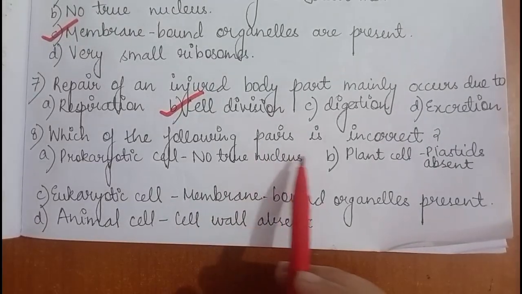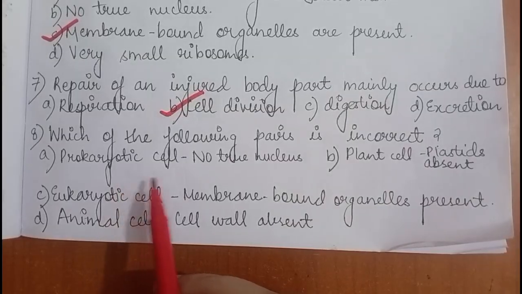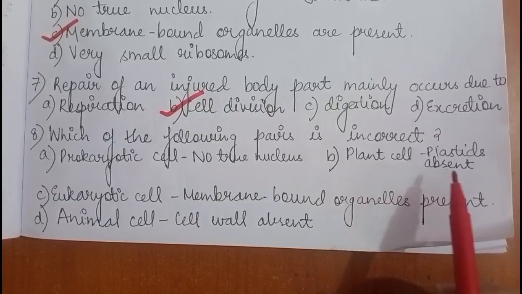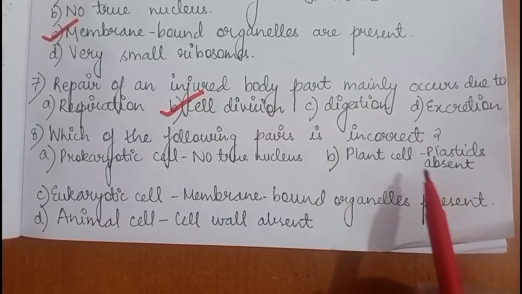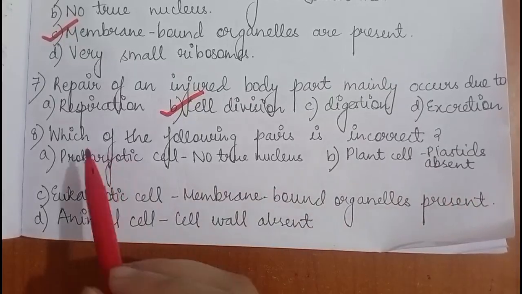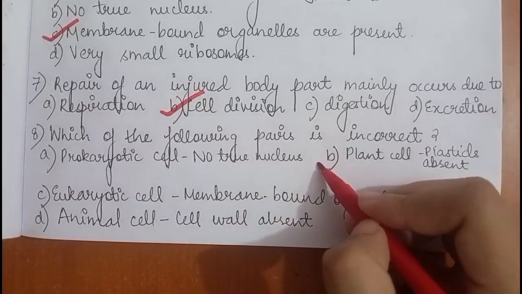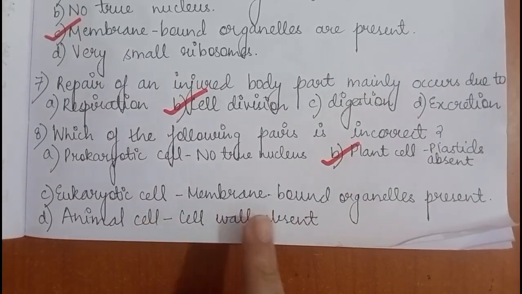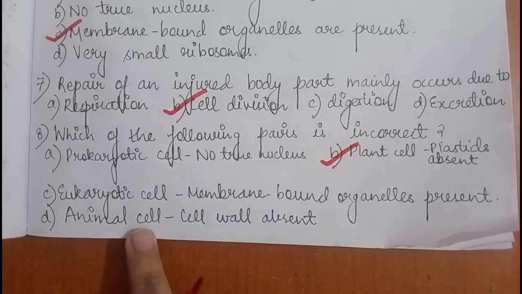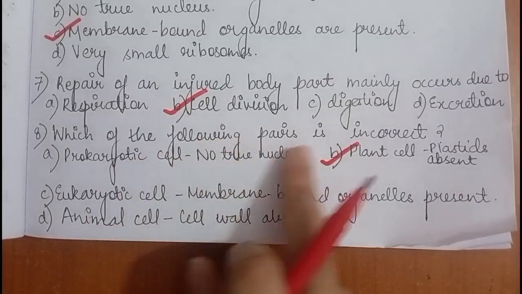Which of the following pairs is incorrect? It is asking for the incorrect statement. Prokaryotic cell, no true nucleus, it is a correct statement. Plant cell, plastids absent, it is incorrect because plant cells have plastids. So the question is asking which is incorrect, so option B is correct. Now let's see the further options. Eukaryotic cell, membrane bound organelles present, yes, it is correct. Animal cell, cell wall absent, it is also correct. But the question is asking which is incorrect.